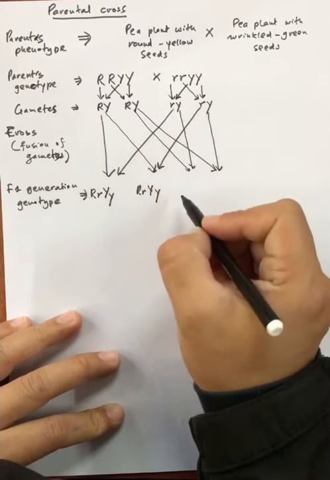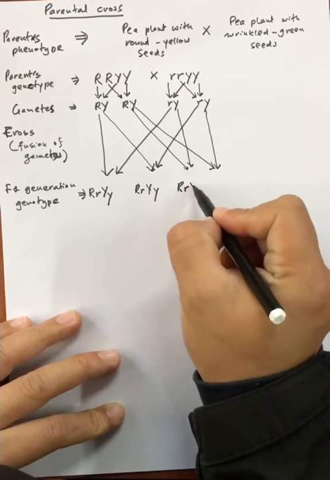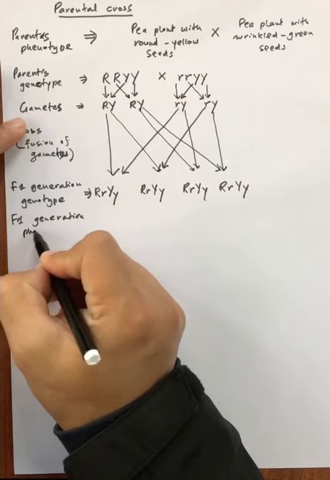Combination: round with wrinkled, yellow with green. F1 generation progeny genotype. F1 generation progeny, both offspring, phenotype.